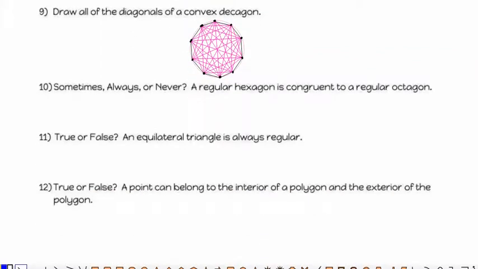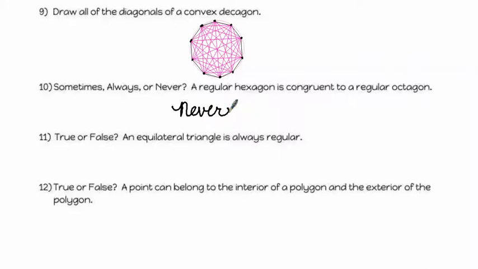All right, last 3. Sometimes, always, never, and true-false questions. So number 10, a regular hexagon is congruent to a regular octagon. Well, they're both regular, so does that make them congruent? No, because a hexagon has 6 sides and an octagon has 8 sides. Remember, the definition of congruent polygons says that each side in one shape has to have a corresponding side in the other shape. So here, 6 sides in the first shape cannot possibly correspond to 8 sides in the other shape, so this will be never.